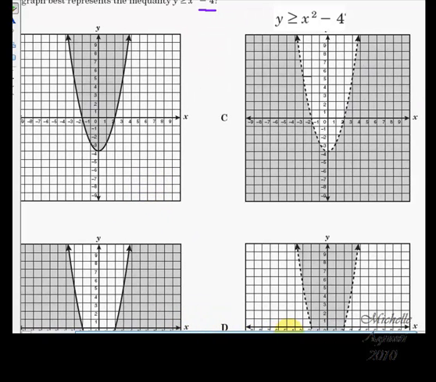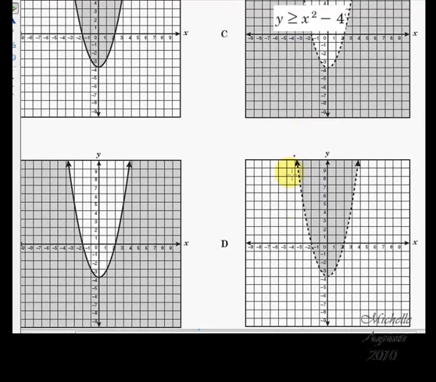Let's just compare the first two. I notice that they have the same vertices. They're the same width. One is shaded on the outside and one is shaded on the inside. And one has a solid line and one has dashed. Looking at the other two, again, solid and dashed, same vertices, and our shading is different. So the differences are the solid and dashed and the shading.